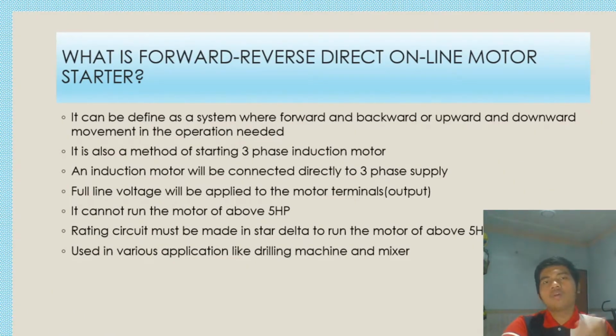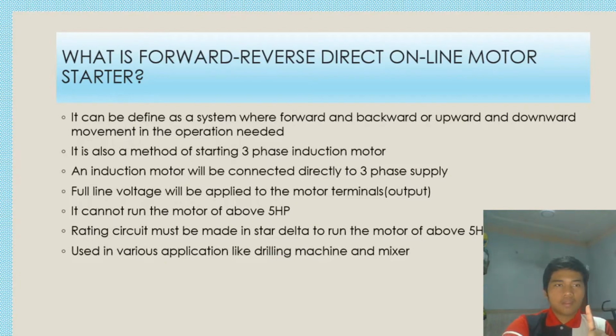First of all, what is a forward reverse direct online motor starter? It can be defined as a system where forward and backward, or upward and downward, movement is needed in the operation. It is also a method of starting a three-phase induction motor. An induction motor will be connected directly to the three-phase supply. Then, full line voltage will be applied to the motor terminals, which is the output.